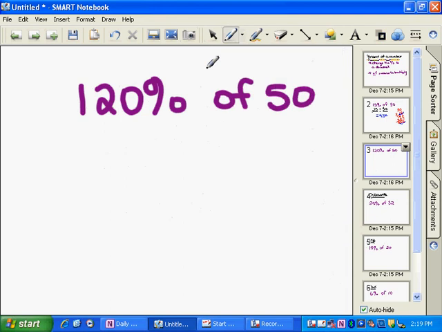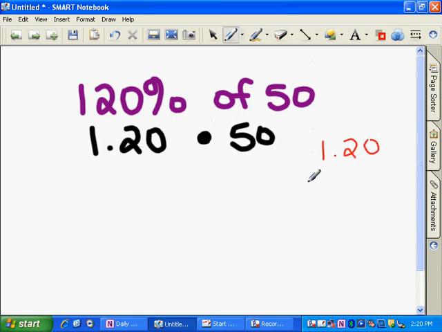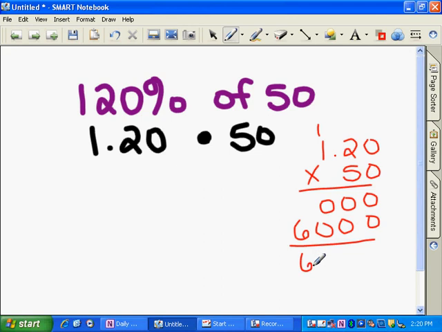120% of 50. 120% as a decimal is 1.20. "Of" means to multiply, and then 50. So when you multiply off to the side, it's a lot of zeros, huh? You should end up with 6000. But again, because you have two places here in your problem, that means you're going to need to have two places here in your answer. So 120% of 50 is 60.